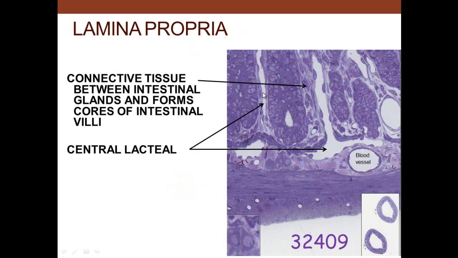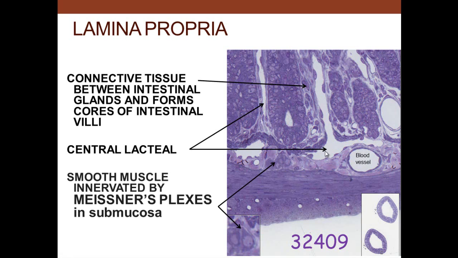Also, there's a central lacteal. So there's a lymphatic. You can see the endothelial cells very nicely running through there, and there of this lacteal. So this is a blind ending lymphatic that comes down from the villus down through here to take fluid back through the lymphatics into the bloodstream without going to the liver.